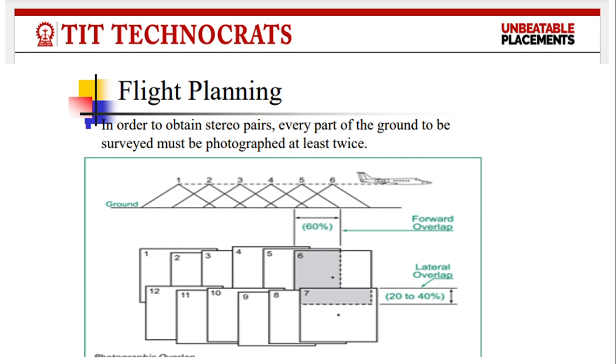Sometimes we have to do flight planning. In order to obtain stereo pairs, every part of the ground to be surveyed must be photographed at least twice, so a certain overlap will be obtained. There can be forward overlap or lateral overlap. Forward overlap means the first, second, third photographs are taken in the forward direction, and in the lateral direction, this type of overlap is obtained.